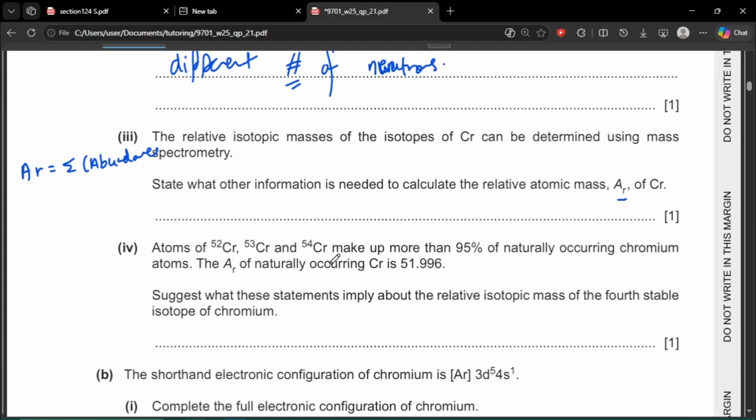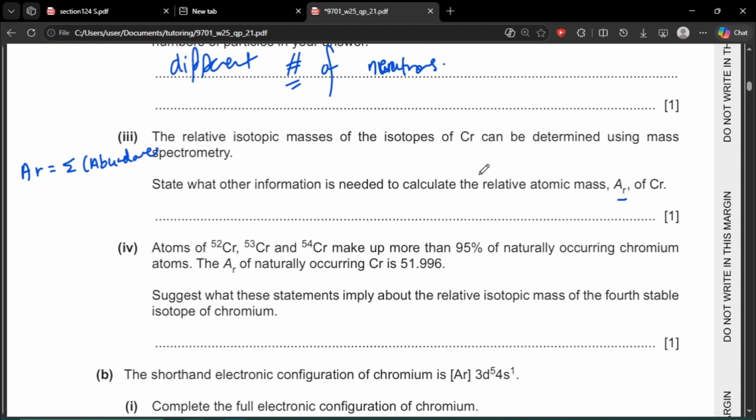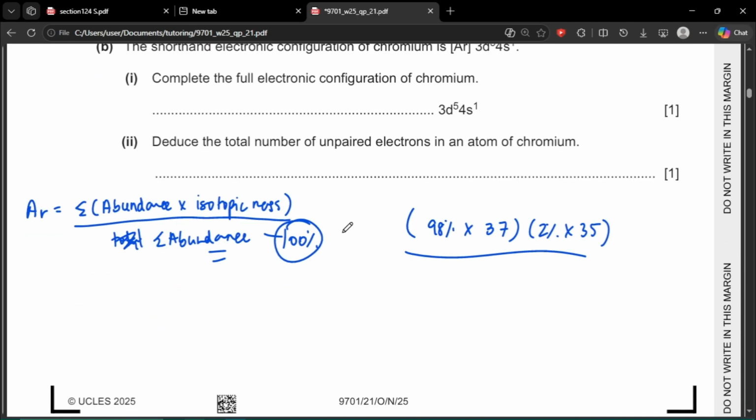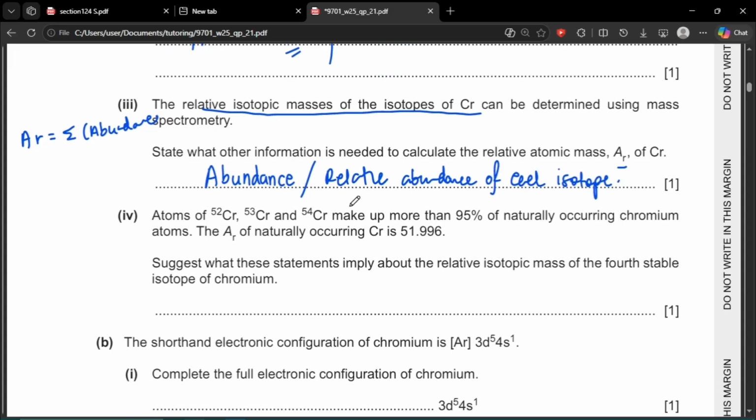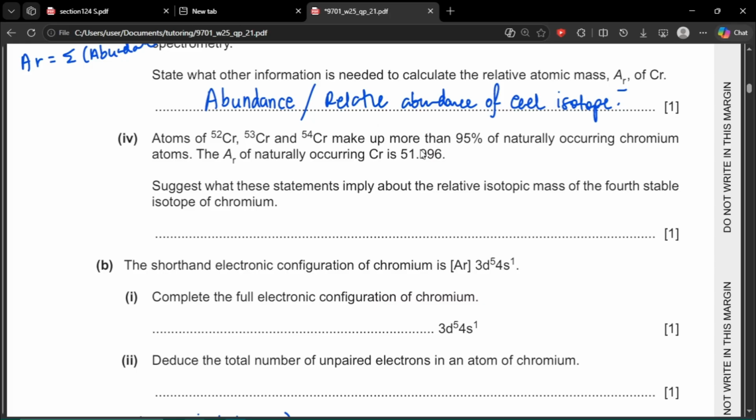So we have the relative isotopic masses of the isotopes of chromium. What we don't have is the abundance. Looking at the formula, we can figure out that we just need the abundance. It's actually better to write the relative abundance of each isotope. Yeah, that's better. Anyways, let's move on to the next one.